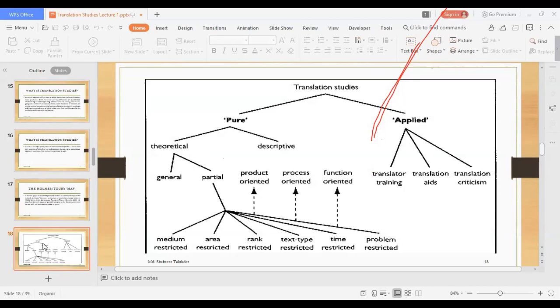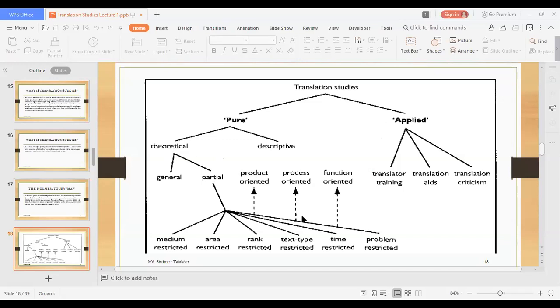It says that it can be subdivided into two, pure and applied. So pure translation studies and applied translation studies. In the pure translation studies, we have theoretical and descriptive translation, and theoretical is also divided into two others, that is general and partial. Also you can see the applied translation, which has been classified into translator training, translation aids, and translation criticism.